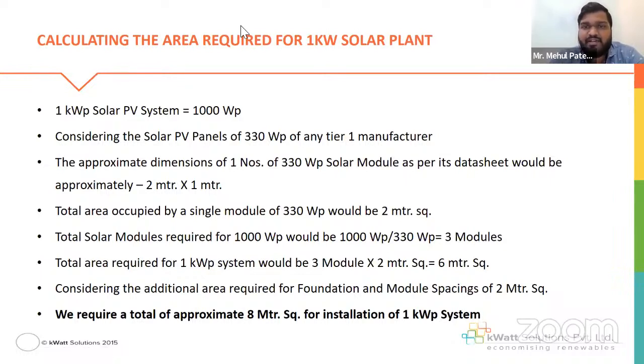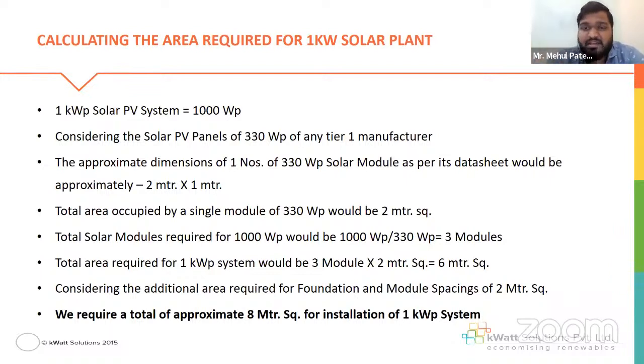How you calculate it, we'll do a small example, a small exercise. Let's say a 1 kilowatt PV system, that is 1000 watt peak, considering a solar panel of 330 watt peak. This is a polycrystalline solar panel I have considered here, of any tier 1 manufacturer, or any manufacturer you can take, depending upon the customer budget. Dimension: we need to understand the dimension of a single solar panel. A 330 watt peak polycrystalline module will be approximately 2 meters by 1 meter, that is approximately 2 square meters. That is the size of a single solar panel of 330 watt peak.